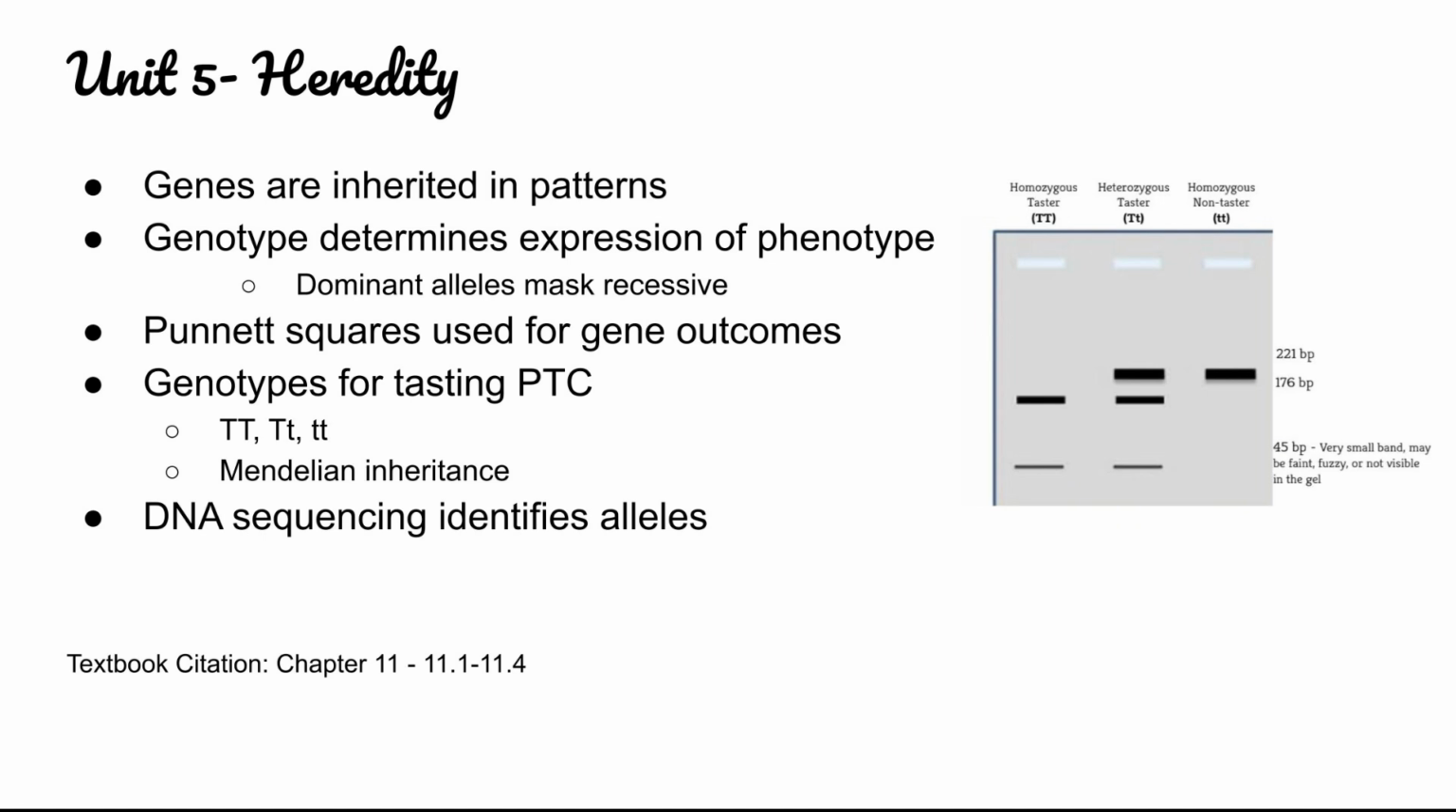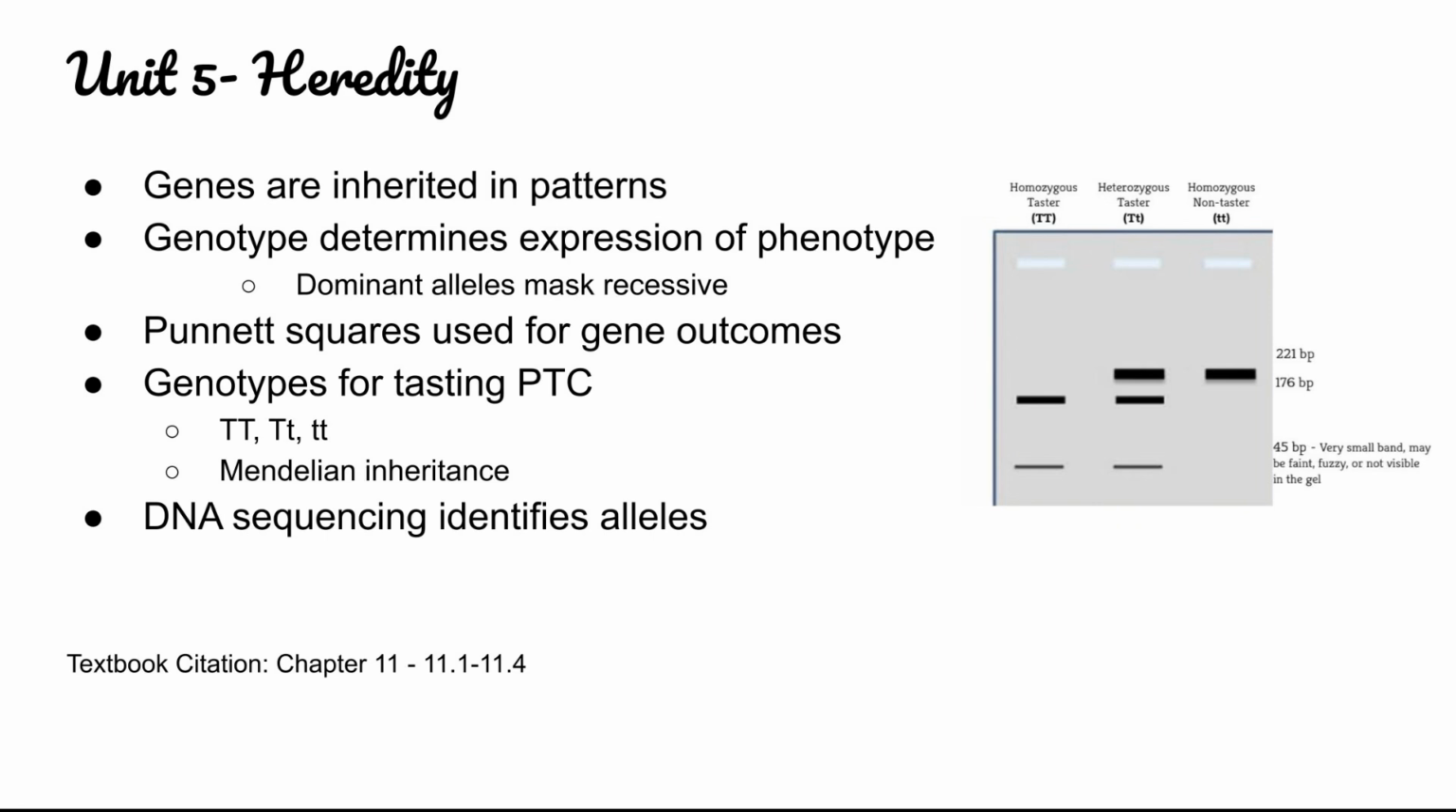Unit 5 focuses on heredity, the transmission of genetic information from parent to offspring. This unit builds on the work of Gregor Mendel and his discovery of dominant and recessive alleles. Genes exist in different forms called alleles, and whether someone inherits one or two copies of a certain allele determines their genotype. The genotype, in turn, influences the phenotype, which is the observable trait. Tools like Punnett squares help predict the probability of inherited traits.